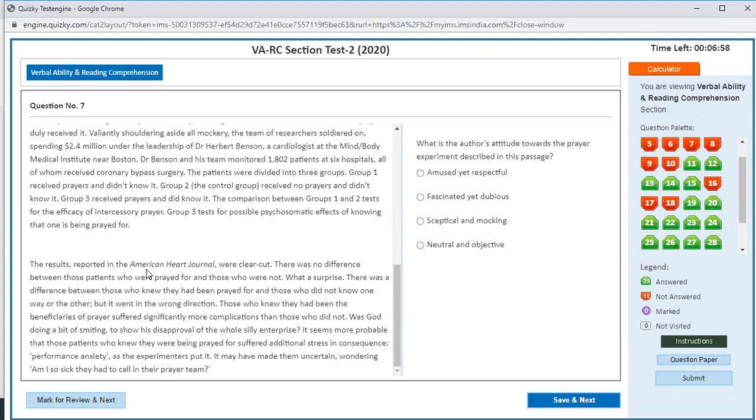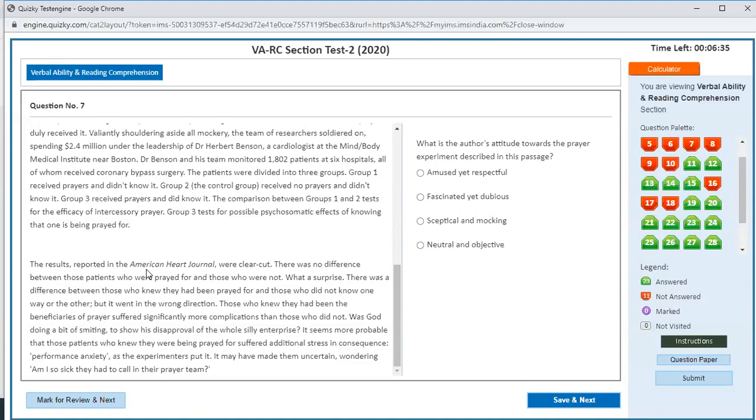Okay, what a surprise. There was a difference between those who knew they had been prayed for and those who did not, but it went in the wrong direction. Those who knew they had been the beneficiaries of prayers suffered significantly more complications than those who did not. Was God doing a bit of smiting to show his disapproval of the whole silly enterprise? It seems more probable that those patients who knew they were being prayed for suffered additional stress.